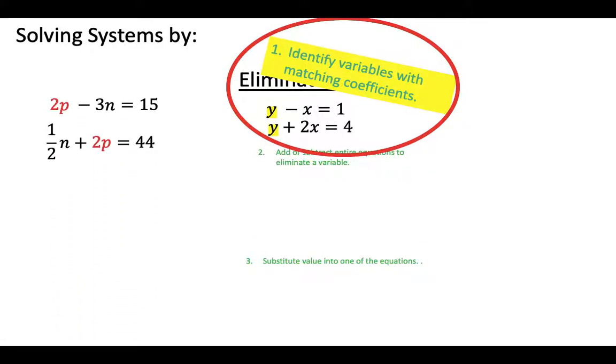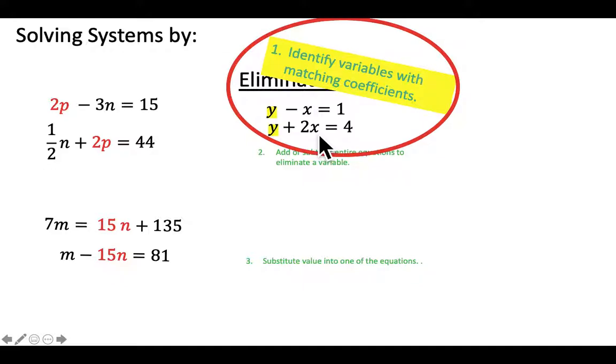Here are some examples, though, of other matching coefficients that are different than 1. This top equation has a 2p, and the bottom equation has a 2p. So the p variable does have matching coefficients in each of those equations. Then in this set of equations, the n variable has a coefficient of 15. This is positive 15 and this is negative 15. However, we would still be able to use elimination because the absolute values of those are the same. So you'll see how that works momentarily.